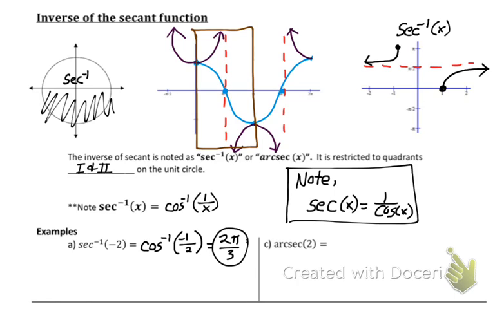Arc secant of 2 is the same thing as arc cosine of 1 over 2. So I'm just checking where cosine is 1/2. Cosine is 1/2 at pi over 3. So our answer is going to be pi over 3.